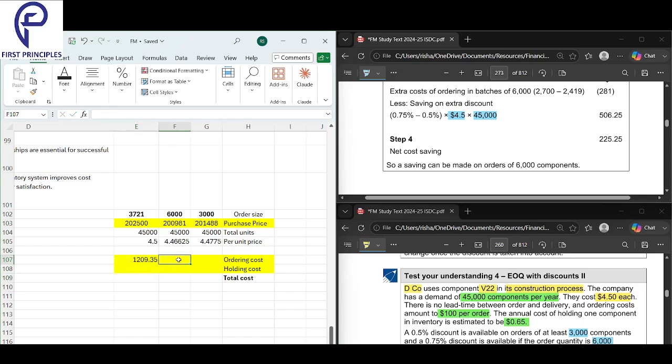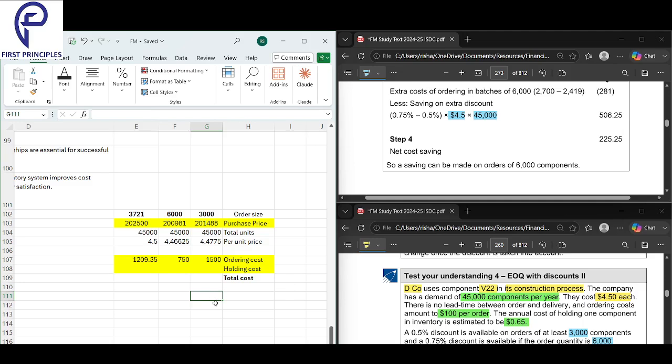Second case. What is my ordering cost here? 45,000 divided by 6,000 into 100. That is 750. Third case: 45,000 divided by 3,000 into 100. That is 1,500. Okay, I got 1,500. This is the ordering cost.